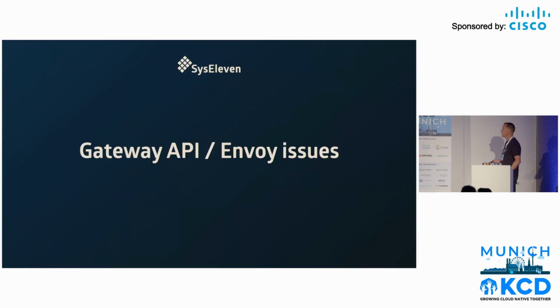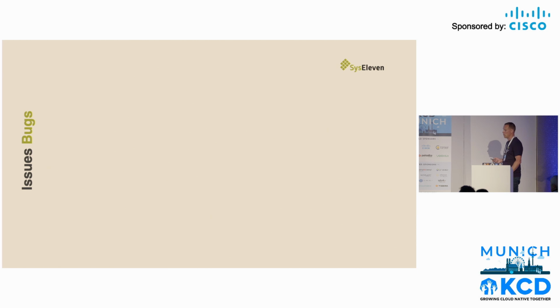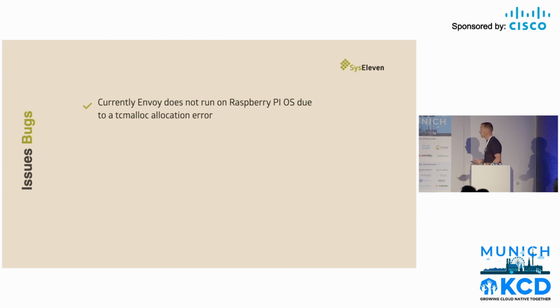Okay, so Gateway API Envoy issues. I'm sure that some of these will be fixed in the near future, but these were issues that I encountered while setting up this demo. Number one, currently Envoy does not run on Raspberry Pi OS. Probably not a severe issue for most people, but something I encountered because I was using a Raspberry Pi to install it. There's a memory allocation error, so you can't run Envoy at all on Raspberry Pi OS at the moment.